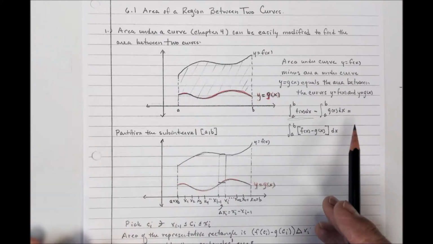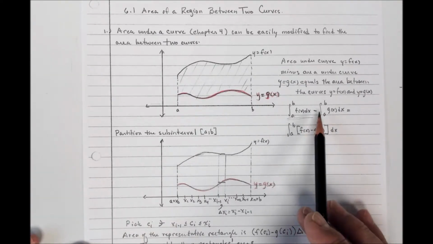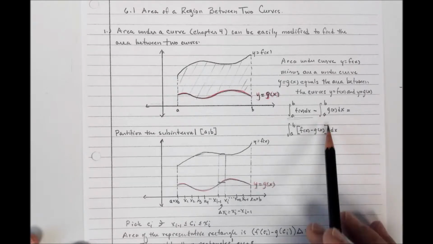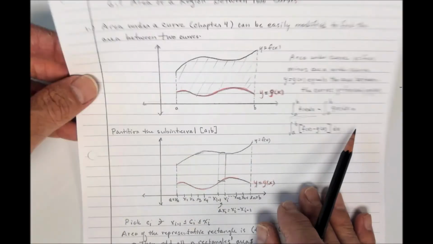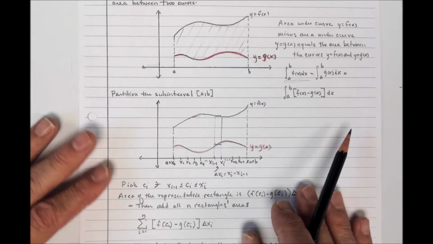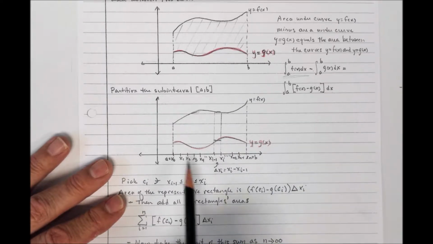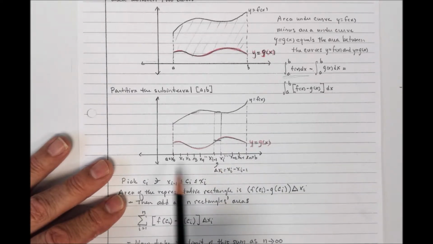Now, we know that when you have the integral of a difference, it's the difference of the integrals. Well, I'm just reversing this. Here's the difference of two integrals, and it's the integral of the difference. So what we'll do to find this is very much what we did before to find the area under a curve. We partition the interval.